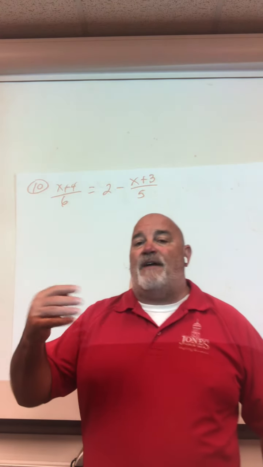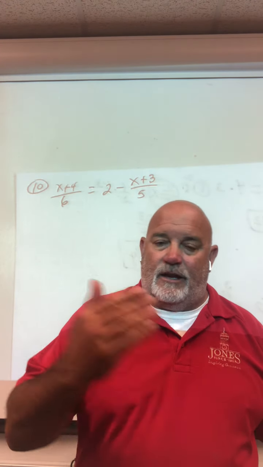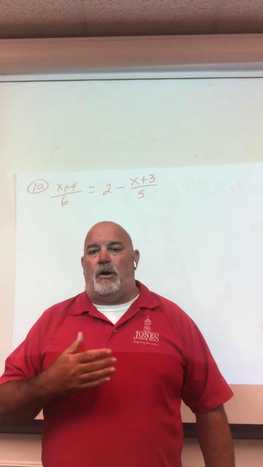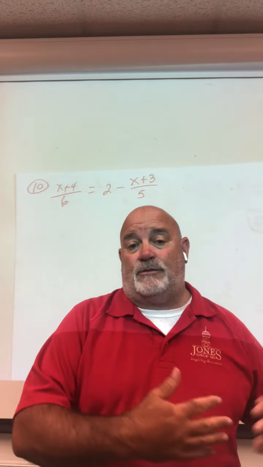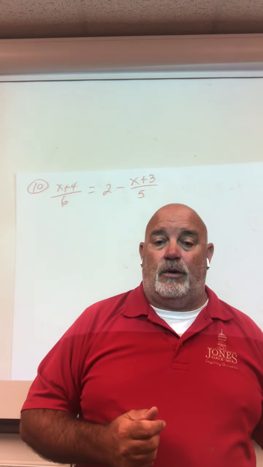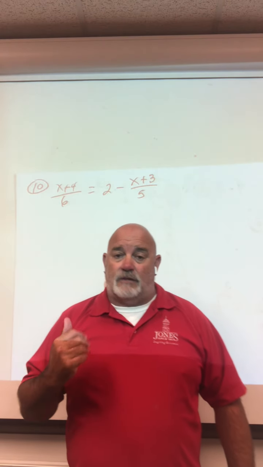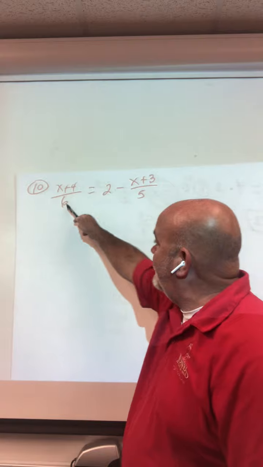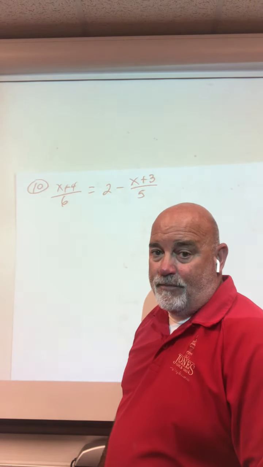For instance, if I had a dividing 4 and a dividing 8, the best number to multiply by would be 8. Now, could you say 8 times 4 and use 32? Sure. But you're just dealing with bigger numbers, which is still okay, as long as you reduce your answer. All right, so I've got a dividing 5, a dividing 6, so I'm going to multiply by 30.